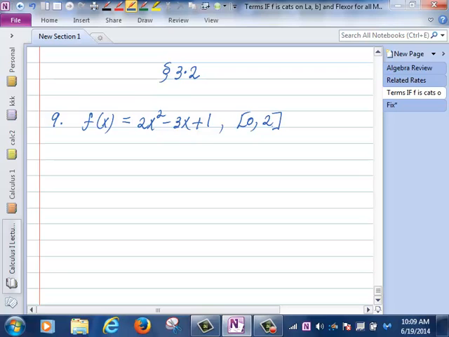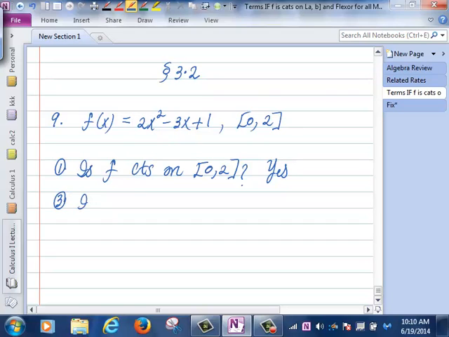Okay, so the question is: verify that the function satisfies the hypothesis of the mean value theorem, and then find the values of c which satisfy the conclusion of the mean value theorem. So what are the hypotheses of the mean value theorem? Well, is f continuous on the given closed bounded interval 0 to 2? And the answer is yes, because it's a polynomial function.